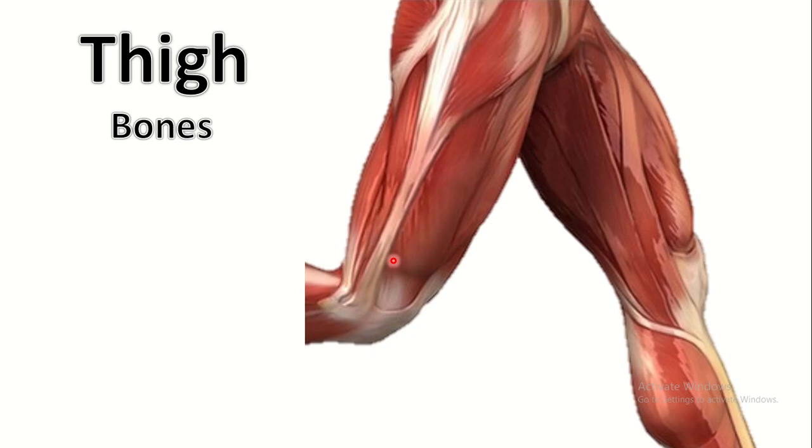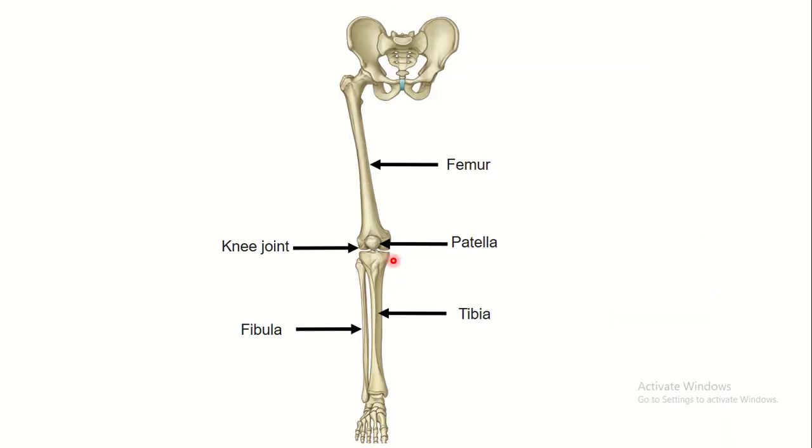Now bones. The major البونز اللي راح نتكلم عنها هي femur, the patella, the leg bones which are the tibia and the fibula. The skeletal support for the thigh is the femur. Femur هو مثل لنا skeletal support، skeletal support for the leg the tibia and fibula.